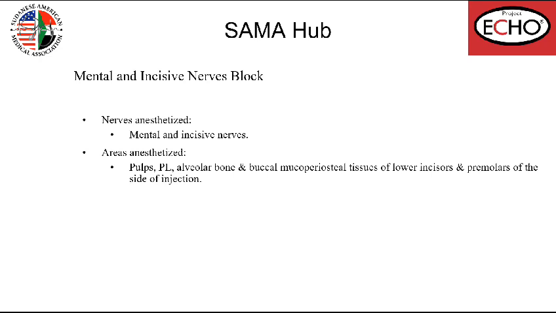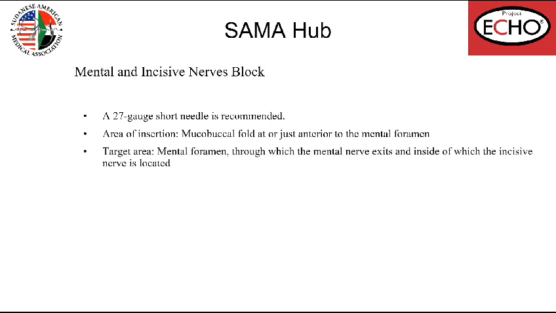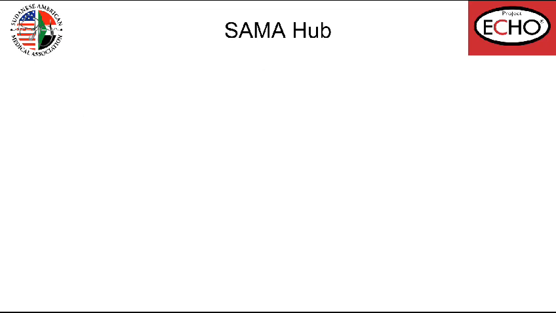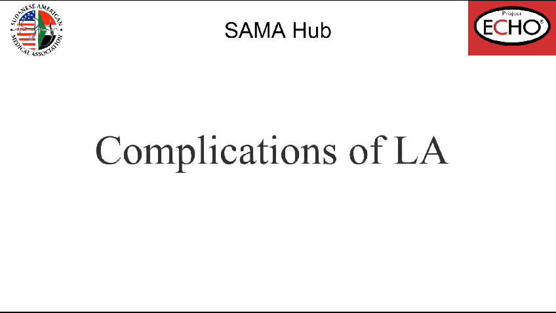Mental and incisive nerve block. Nerves to be anesthetized, mental and incisive nerves. Areas anesthetized: pulps, periodontal ligament, alveolar bone, and buccal mucoperiosteal tissues of lower incisors and premolars on the side of the injection. A 27 gauge short needle is recommended. Area of insertion, mucobuccal fold at or just anterior to the mental foramen. Target area, mental foramen through which the mental nerve exits and inside of which the incisive nerve is located. The landmarks, mandibular premolars and mucobuccal fold.